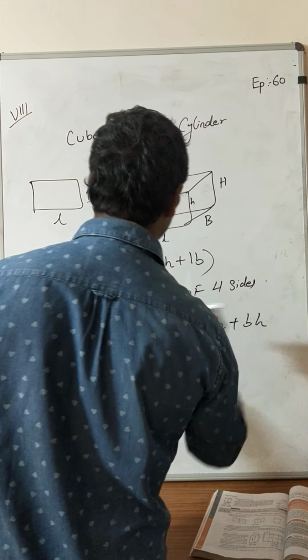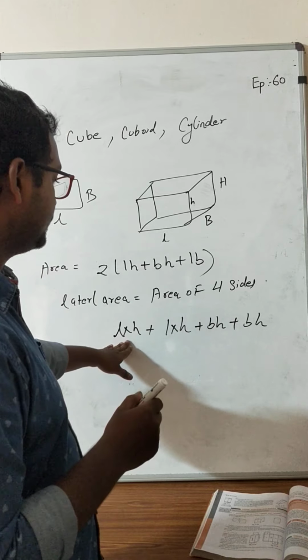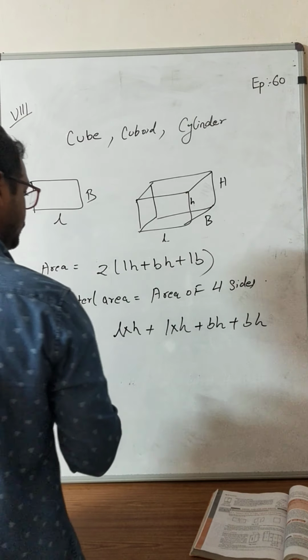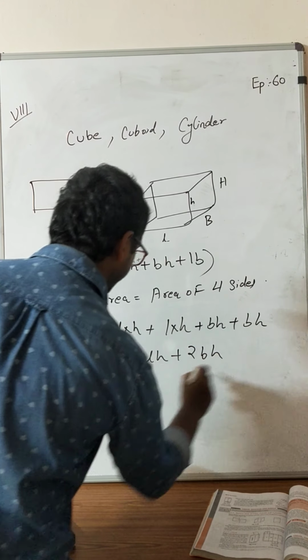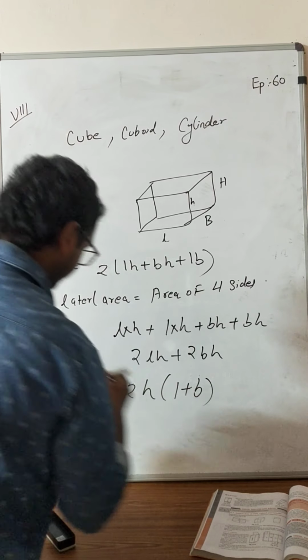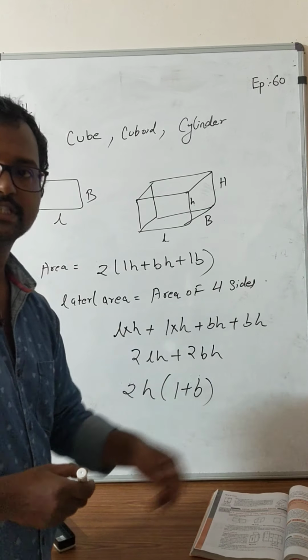Breadth into height. As you can see from this figure, we have LH, LH, BH, BH. Here H is very common. So here we will get 2LH plus 2BH. If we take 2 and H as common, we will get 2H (L plus B).